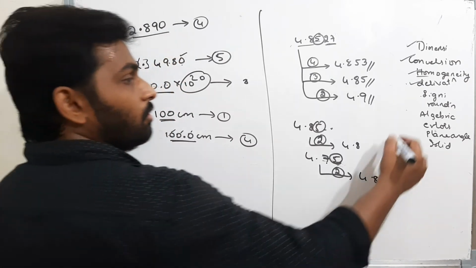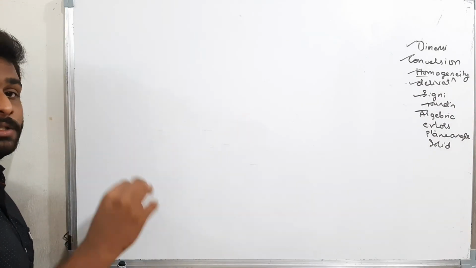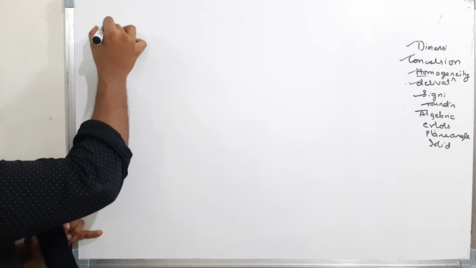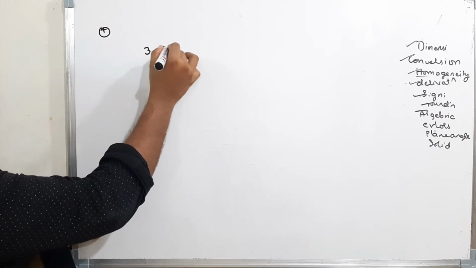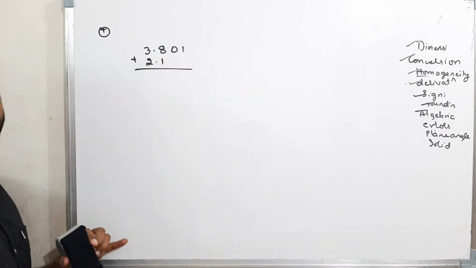This is about rounding of numbers and significant figures. Okay, now we will see a few problems in algebraic operations with significant figures. Okay, first one we'll see addition. 3.801 plus 2.1. What is the value for this?